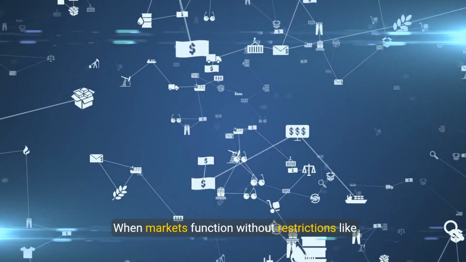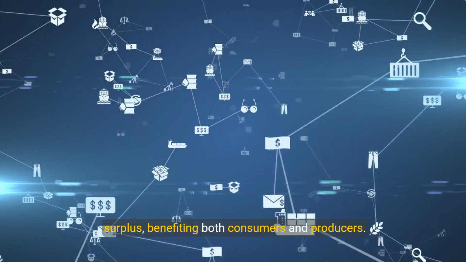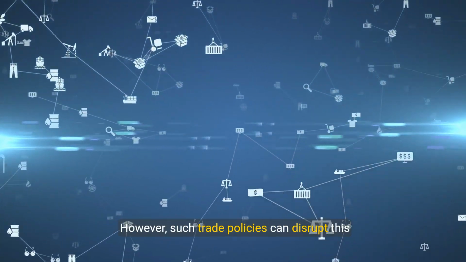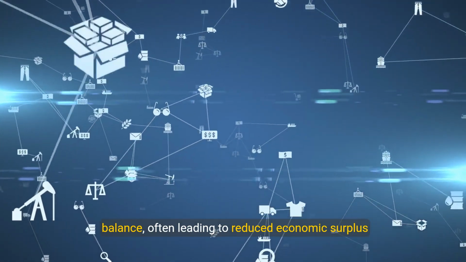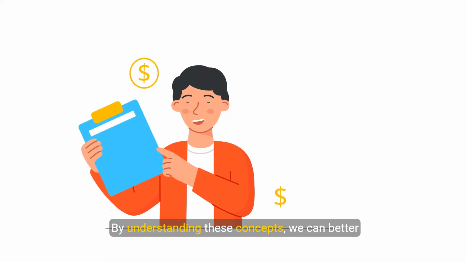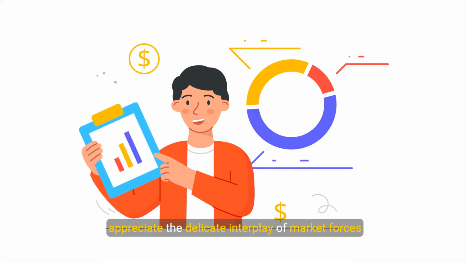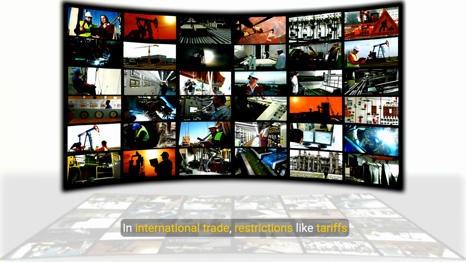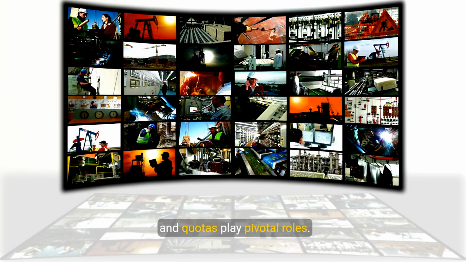When markets function without restrictions like tariffs or quotas, they tend to maximize this surplus, benefiting both consumers and producers. However, such trade policies can disrupt this balance, often leading to reduced economic surplus and inefficiencies. By understanding these concepts, we can better appreciate the delicate interplay of market forces and the impact of policy decisions on economic welfare. In international trade, restrictions like tariffs and quotas play pivotal roles.